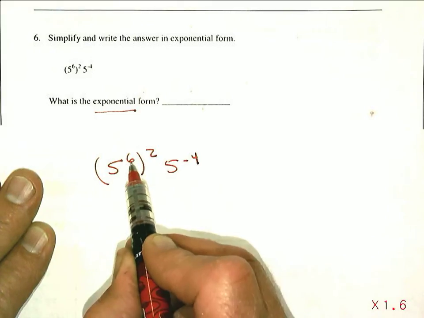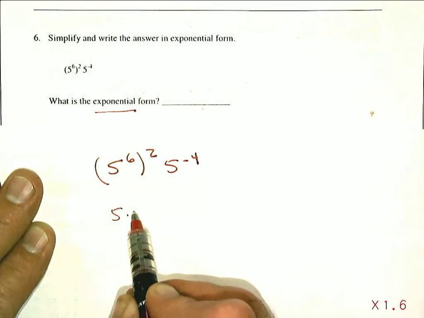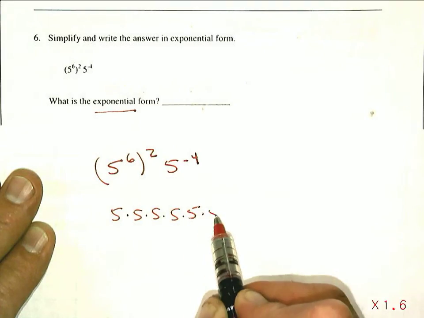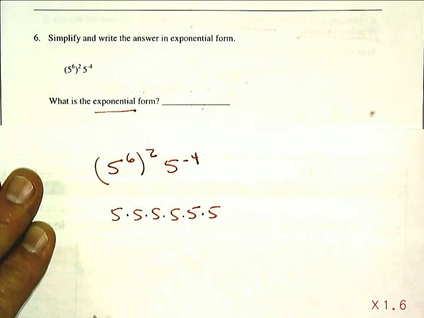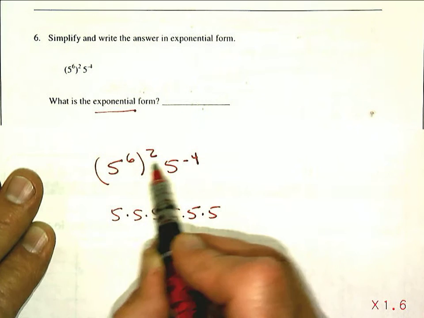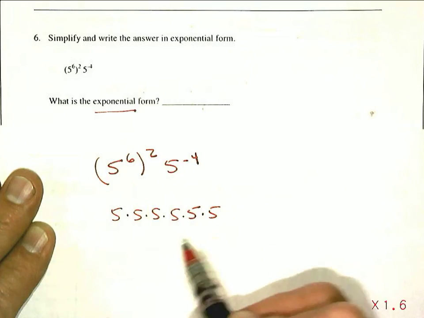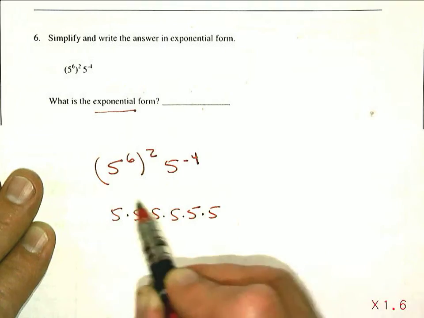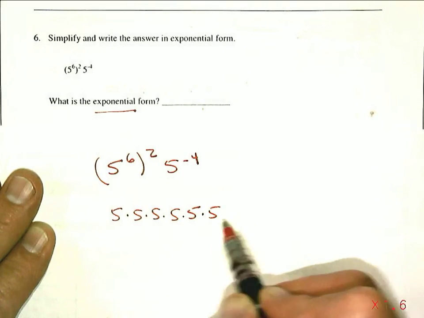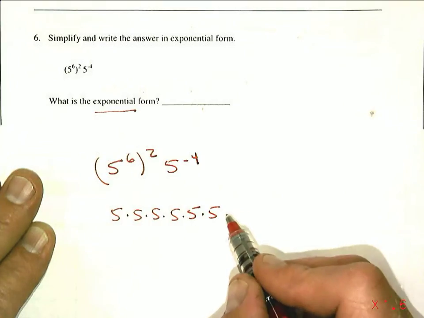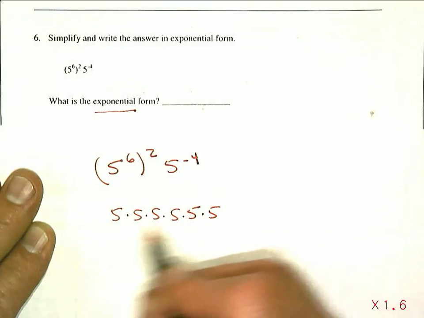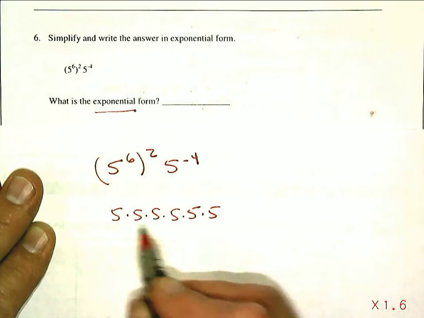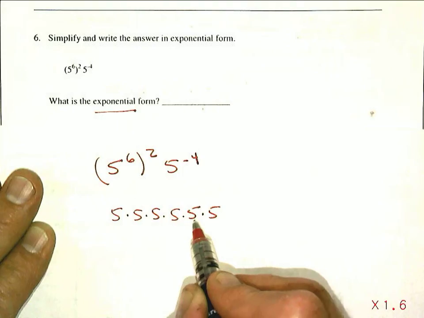First of all, 5 to the 6th power means 5 times 5 times 5 times 5 times 5 times 5. Now if you square something, that means you multiply it by itself. So what we're asking now is to take all of this and multiply it times itself. All 6 of these, multiplied again by 6 more sets of 5: 5 times 5 times 5 times 5 times 5 times 5.